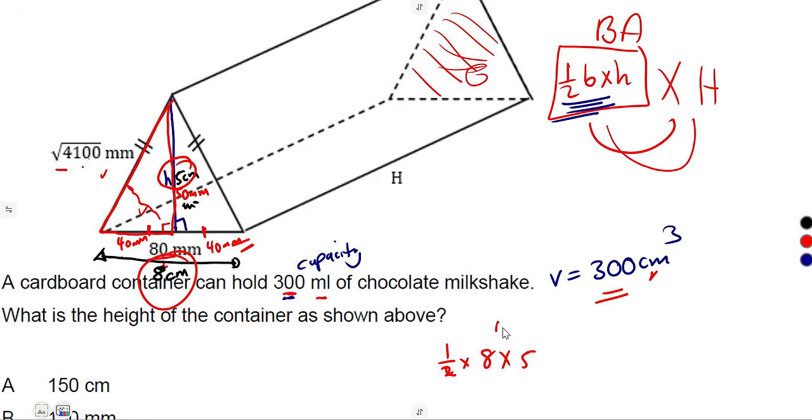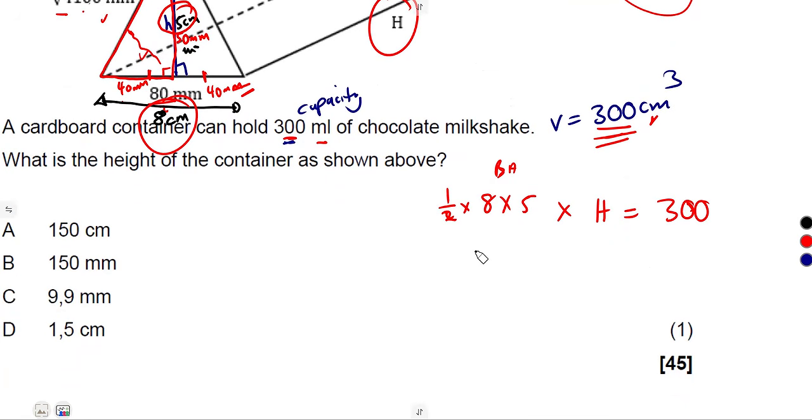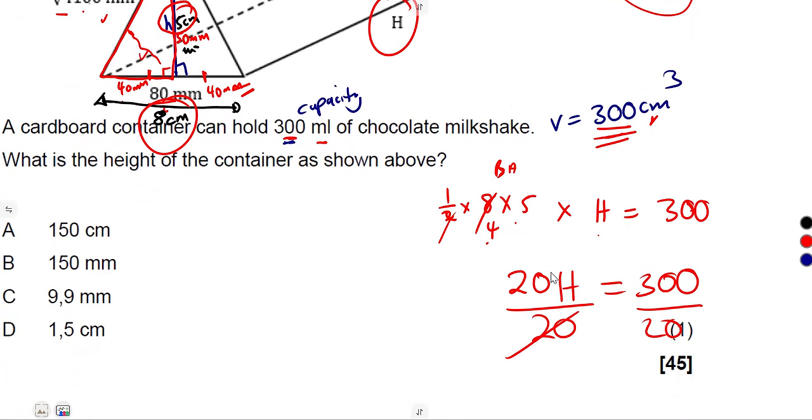So this is our base area times the height to the other section, the one that is separating, which is this h. We must get the volume that we are given of 300 cubic centimeters. That's it. Base area times perpendicular height, just like that. You have your volume. Half of 8 is 4. 4 times 5, that's 20. So 20 times h, that's 20h, which is equal to 300, divided by 20 on both sides. So h is going to be 15.